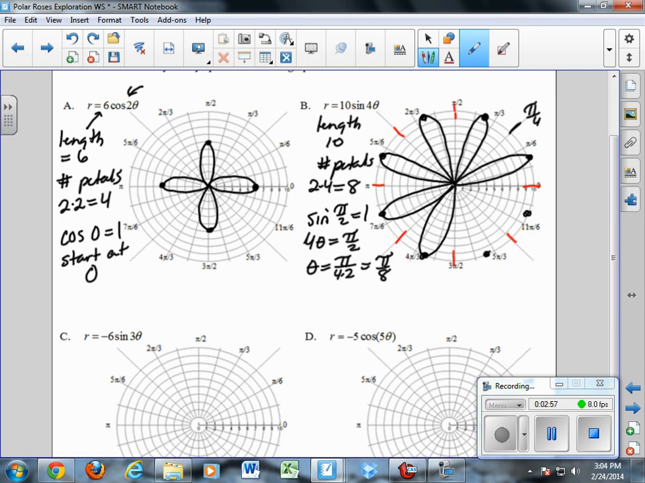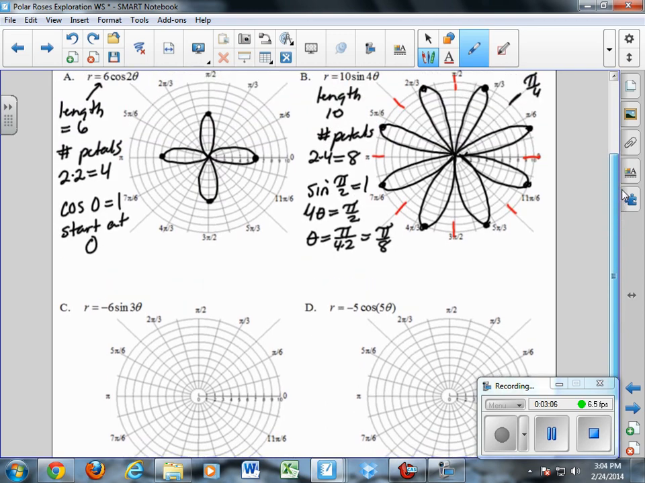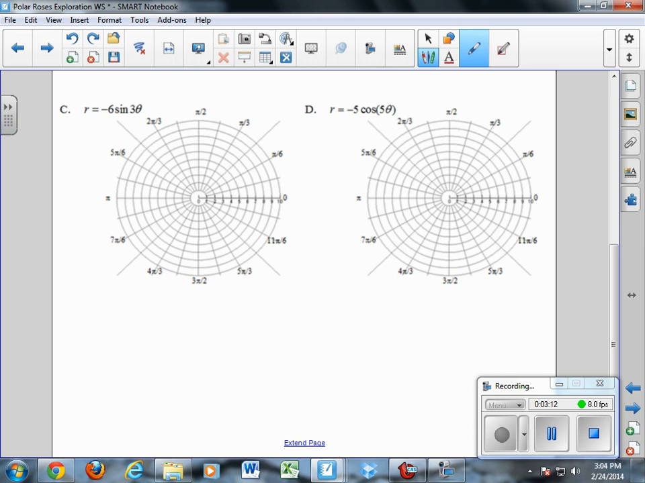So here is graph number 2. Now we're getting into a little more complicated ones because we're looking at negative 6 sine of 3 theta. I usually like to figure out what positive 6 sine of 3 theta is first and then flip it. I know that the length of my petals is 6. The number of petals: this is an odd number, so the number of petals is just 3. We don't double it. And then the starting value, theta starts at pi over 2 times 3, which is pi over 6.